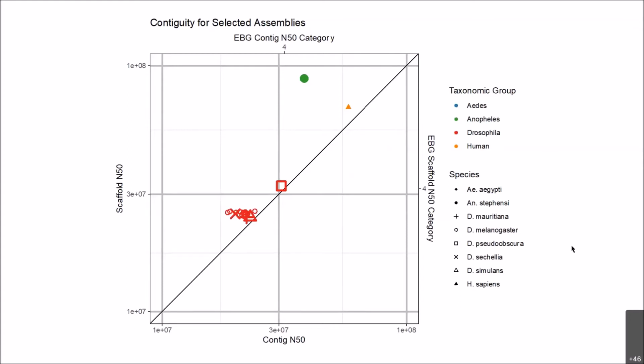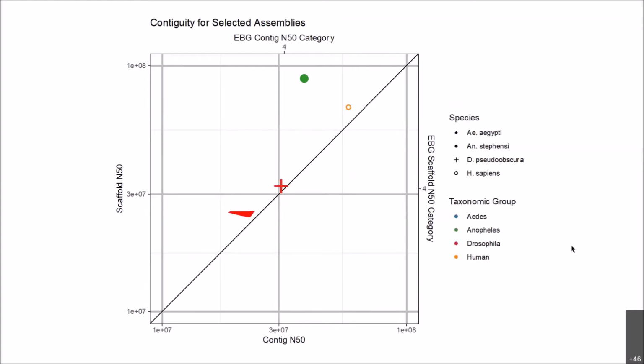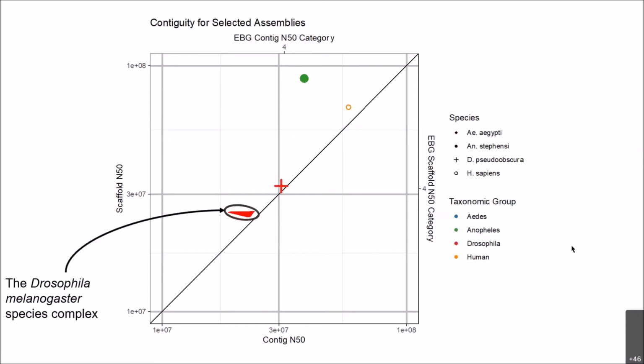So if you push the next slide. Again, this little polygon here is the Drosophila melanogaster species complex, including polymorphism and divergence. We'll see that in a moment. And this plus sign, next slide, is Drosophila pseudoobscura. Okay, so with that out of the way, we'll move on to the next slide.